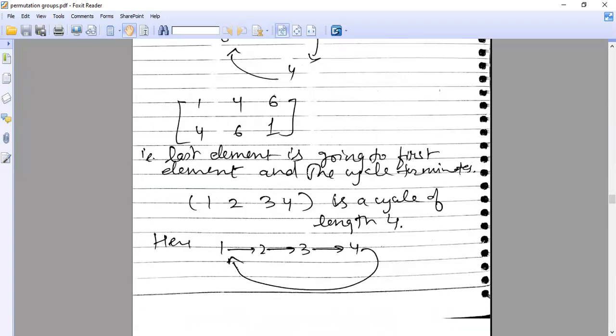So what is happening here? The last element is going to the first element, and the cycle is terminating there. 1 to 4, 4 to 6, and then 6 is coming to the first element. Now see this, this is a cycle with 4 elements. 1 is going to 2, 2 is going to 3, 3 is going to 4, then 4 is again coming to 1. This is a cycle of length 4.